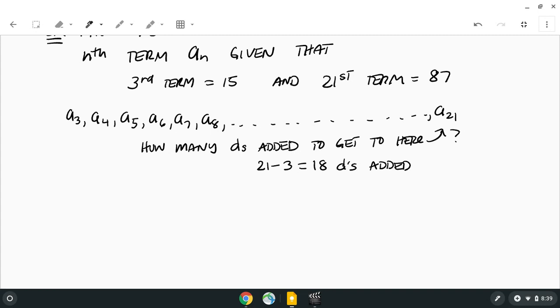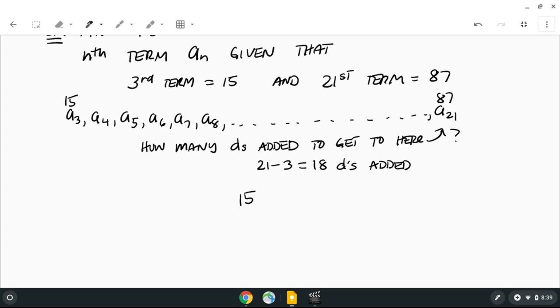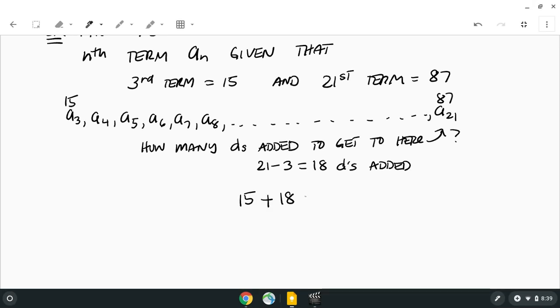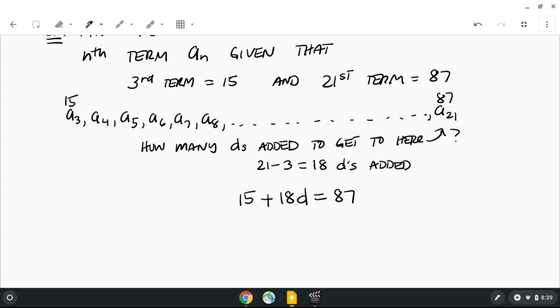Right here, the third term is 15. The 21st term is 87, right? So if I take that third term, 15, and I add d 18 times, I should get the 21st term, which is 87. Do you see how I set that up? And the way you set these up is always going to be the same.